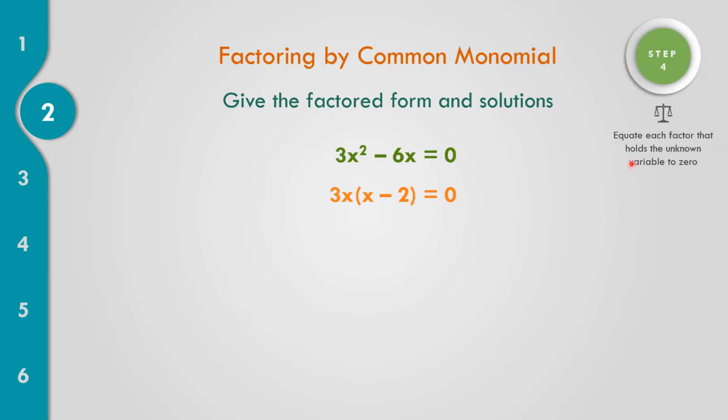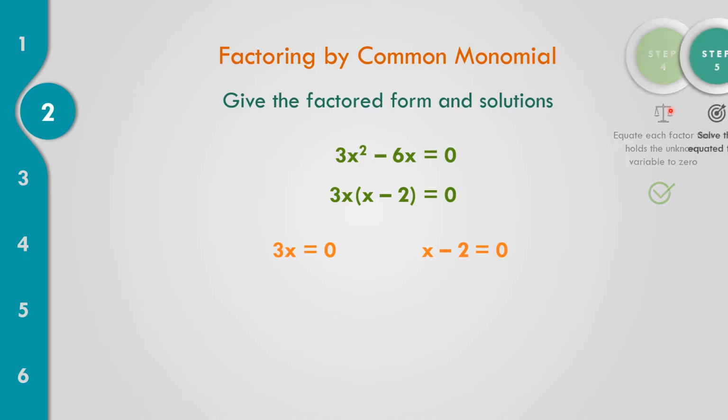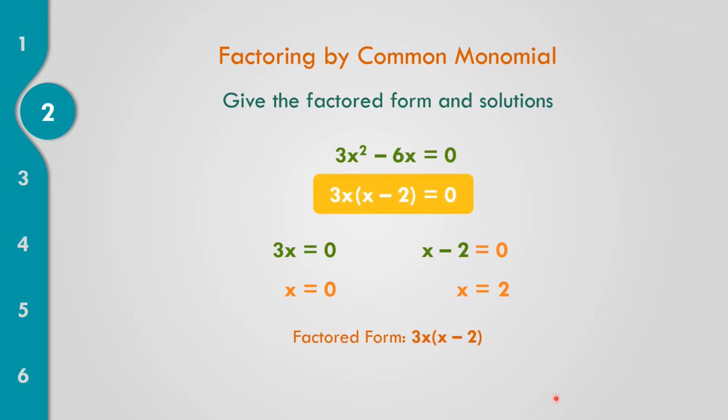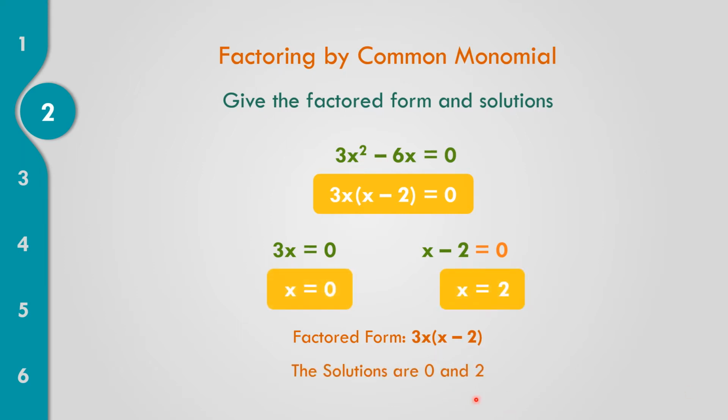Step 4, equate each factor that holds the unknown variable to 0. So 3x is equal to 0. And then the second one, x minus 2 is equal to 0. Step 5, let us solve the equated form. The first value of x, if we divide both sides by 3, x is equal to 0. For the second, negative 2 going to the right, so x is equal to positive 2. So the factored form is 3x times x minus 2, and the solutions are 0 and positive 2.